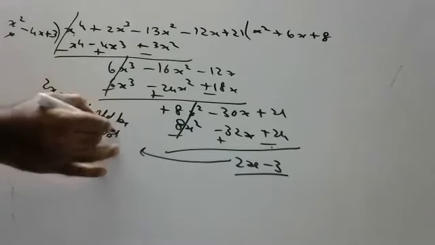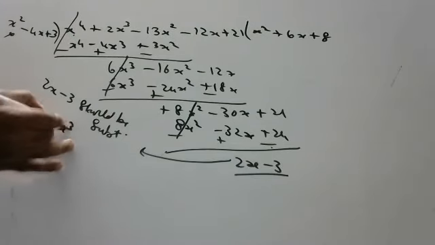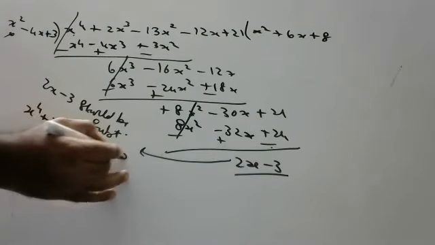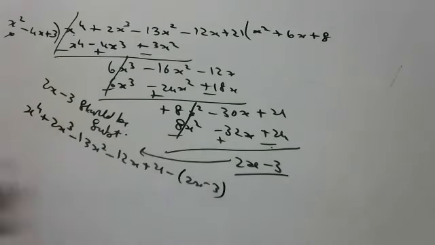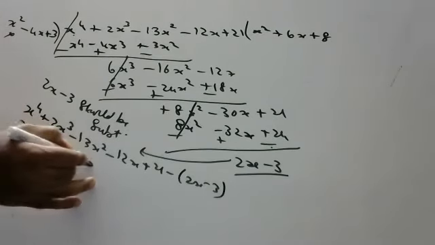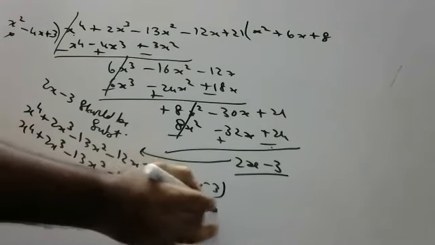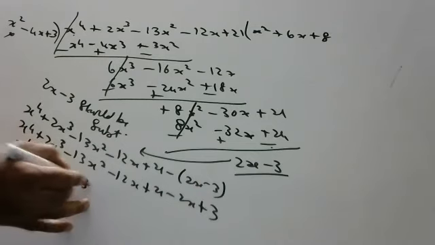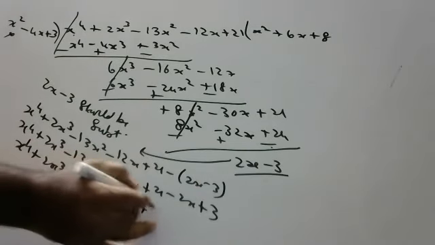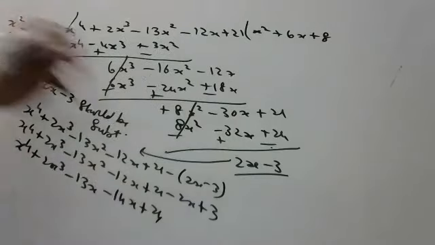When you subtract, what happens? x⁴ plus 2x³ minus 13x² minus 12x plus 21, and 2x minus 3 should be subtracted. If you subtract, what happens? x⁴ plus 2x³ minus 13x² minus 12x plus 21 minus 2x plus 3. x⁴ plus 2x³ minus 13x² minus 14x plus 24 will come. Okay, children, then you should divide and you'll get 0.